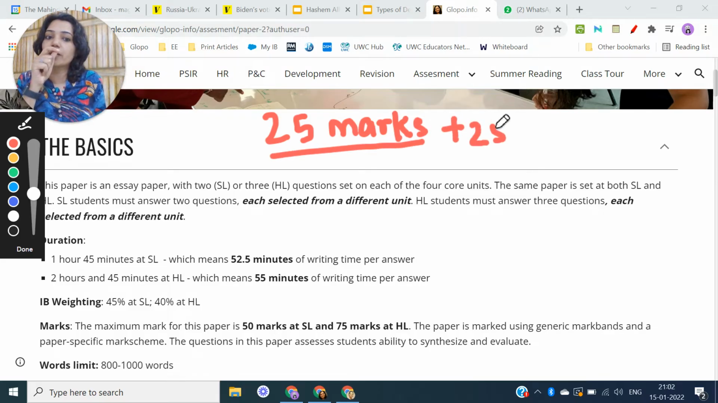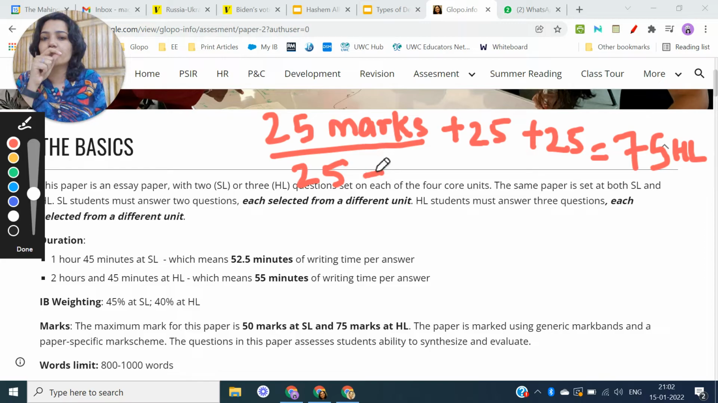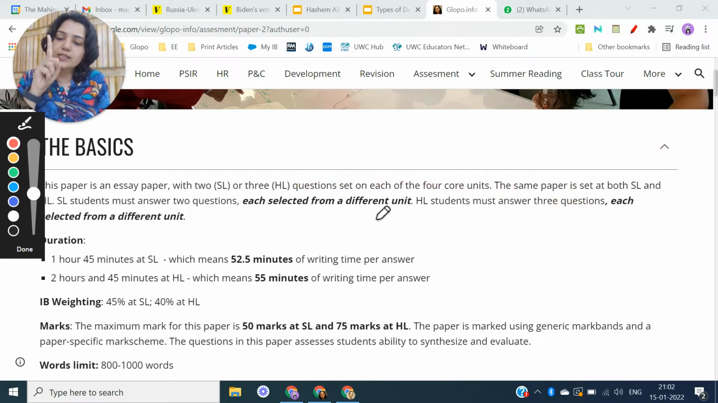That means 25 plus 25 plus 25, which is equal to 75 for HL. And what is it for SL then? 25 plus 25 is equal to 50. This is for SL. Clear enough? So one answer is of 25 marks. So far so clear. Approximately you are giving 55 minutes as an HL student, and 52 minutes as an SL student. You will have to write 2 answers as SL students, and as HL students you will have to write 3 answers. So far so clear about the basics of your Paper 2.